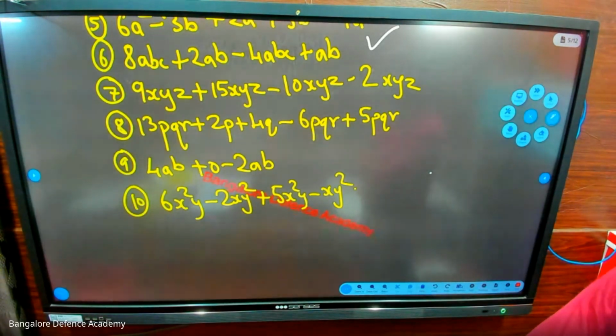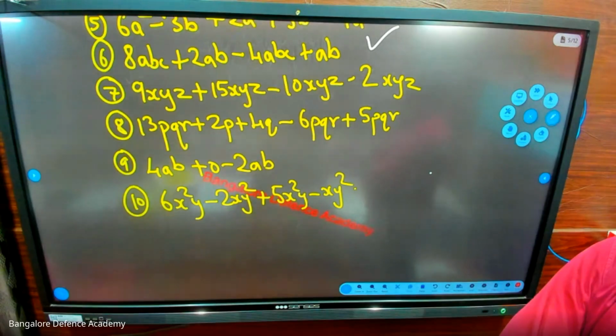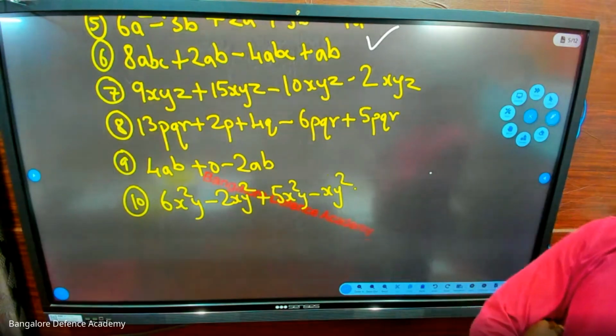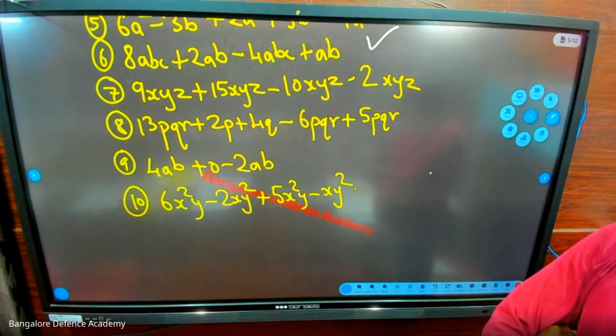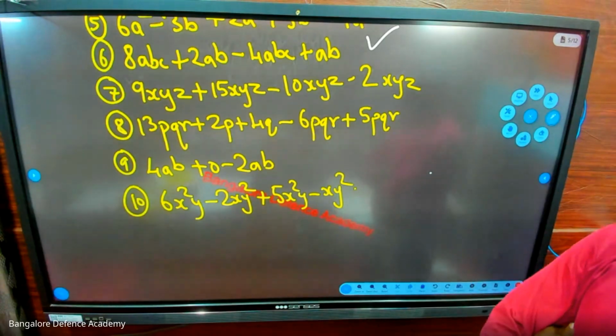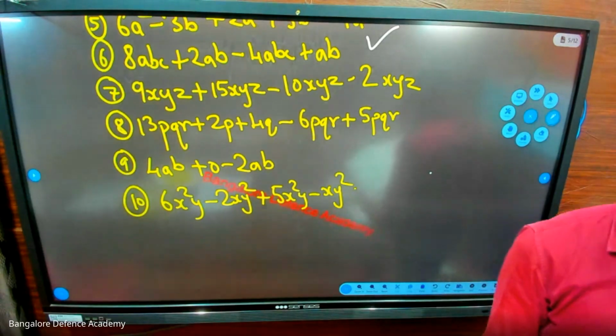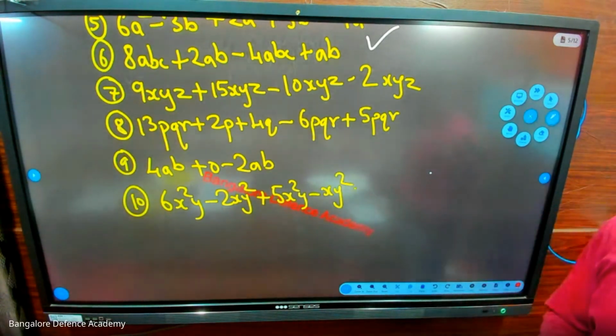11x²y - 3xy², 11. You told L. Okay. 11x²y - 3x². Very good. Sab question sahi aaye hain abhi dekho.